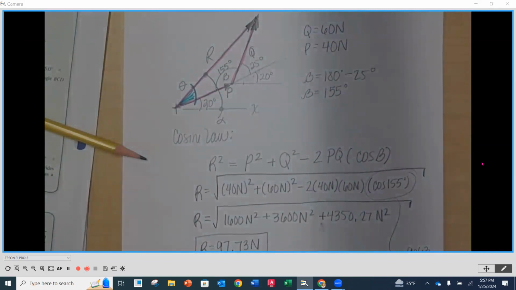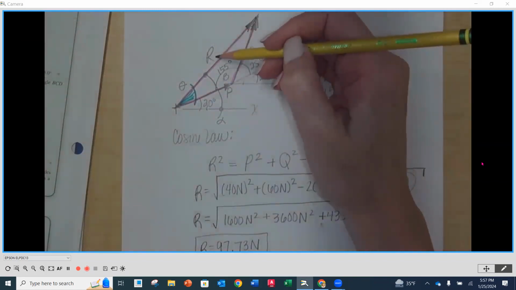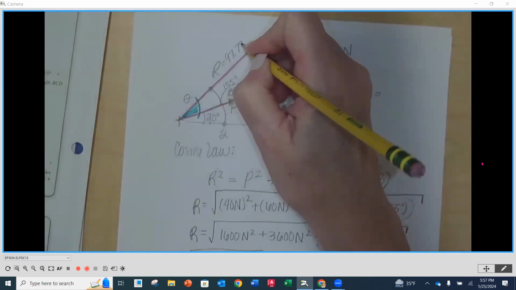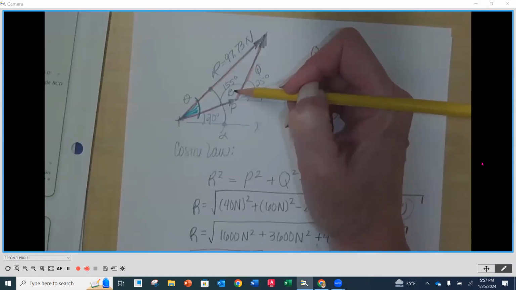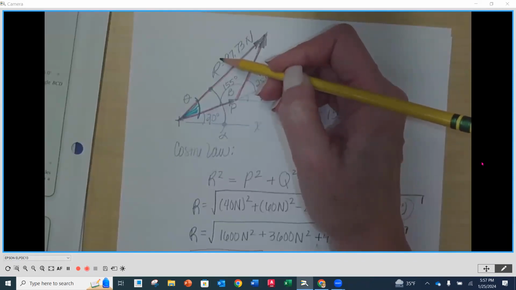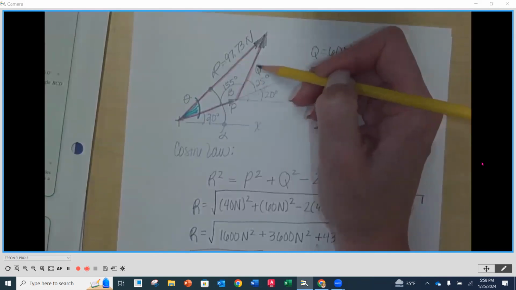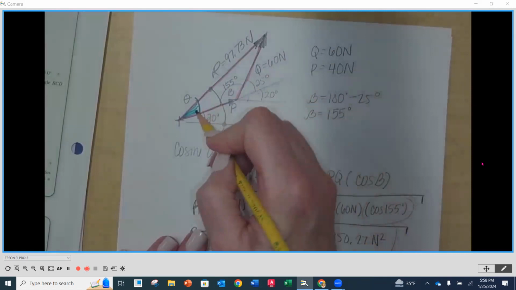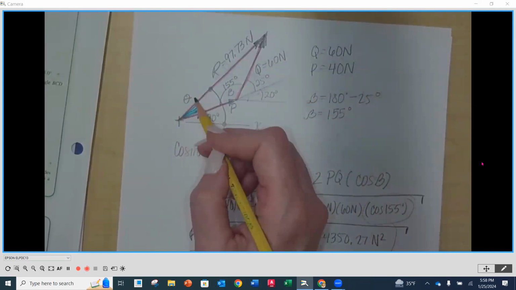Okay, so let's see. On the law of sines, we need to have a side and an opposite angle, right? So we know the resultant is equal to 97.73 newtons, and the angle opposite of it is 155 degrees. That magnitude and that angle are a pair. Those are known. And we know the value of Q is 60 newtons, and it's opposite of theta, right? So our only unknown here is theta.